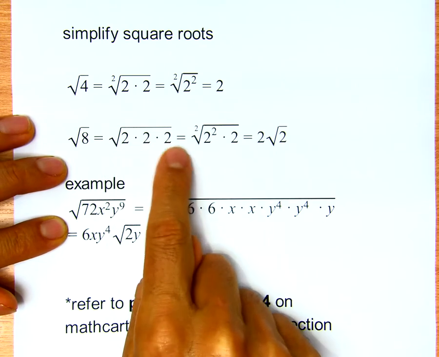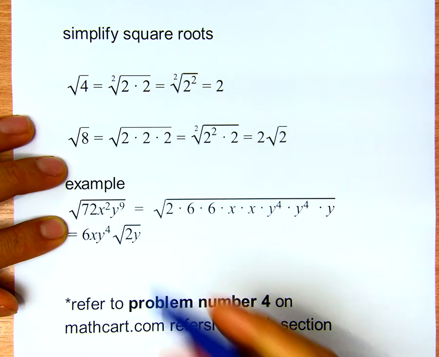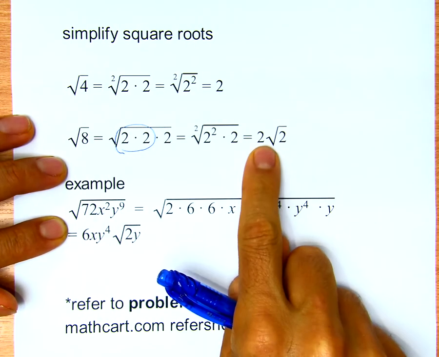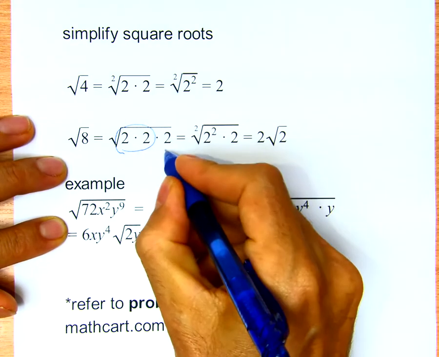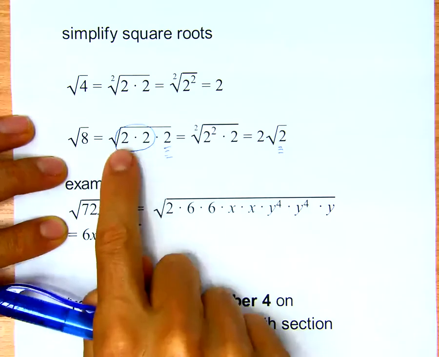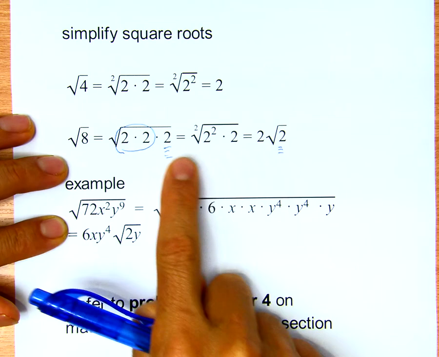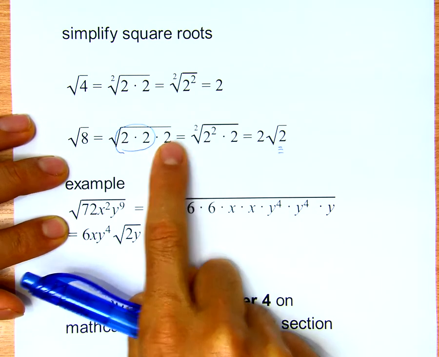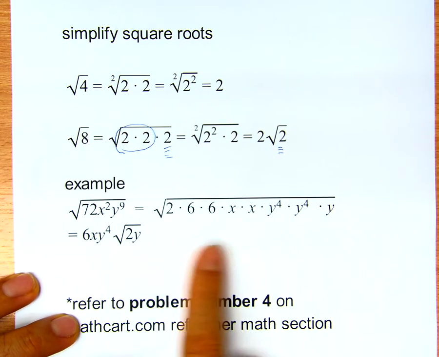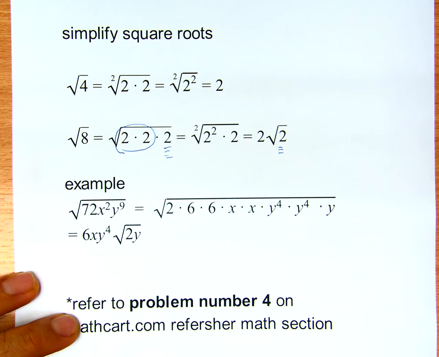You can also think about it from here, where I take out a pair. Anytime I have a pair inside a root, such as this pair of 2's, I can take it to the outside. But this 2 here needs to remain inside. So this pair of 2 become a single 2 on the outside, and this single 2 that was on the inside remains. Now, in this next example, I'm going to look at more bases inside this square root.